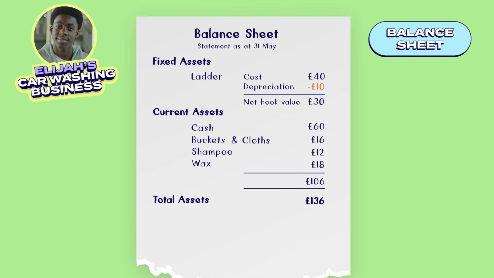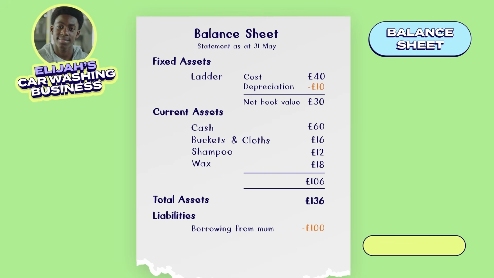And then, having looked at the assets at the top of Elijah's balance sheet, he turns to the bottom half, which shows his liabilities. Liabilities are the amounts that Elijah's business owes to other people. The money that Elijah does owe to his mum needs to be recorded as a liability of £100 on his balance sheet. It's a negative number because it's money that he owes.